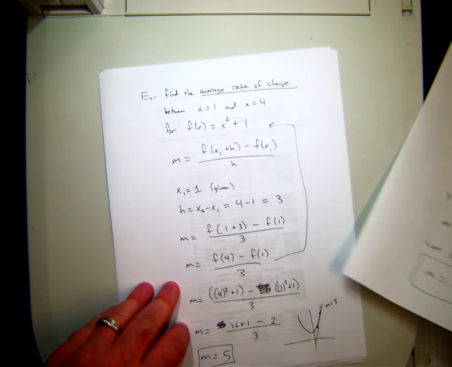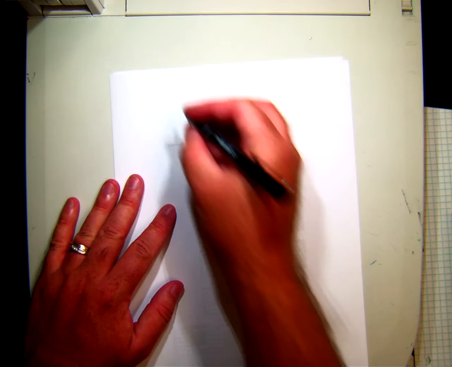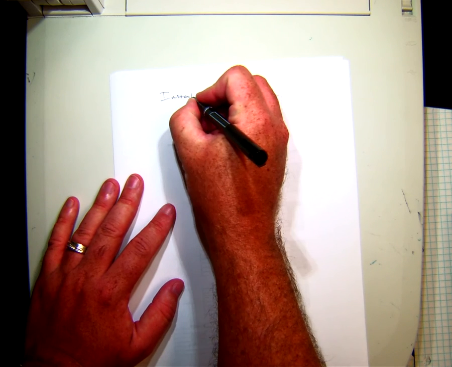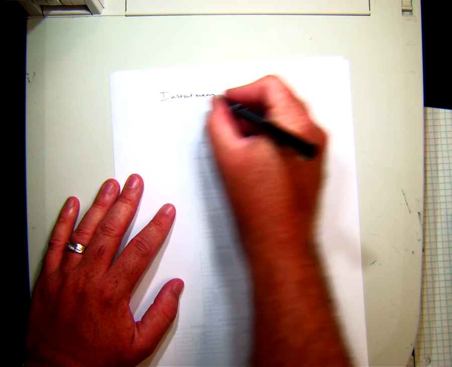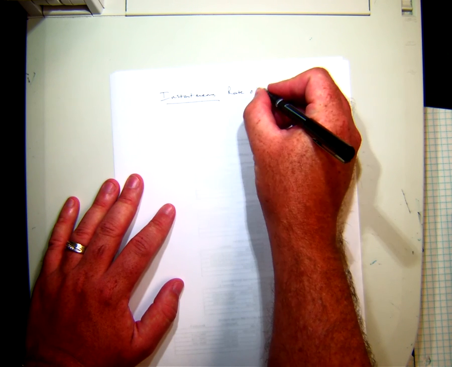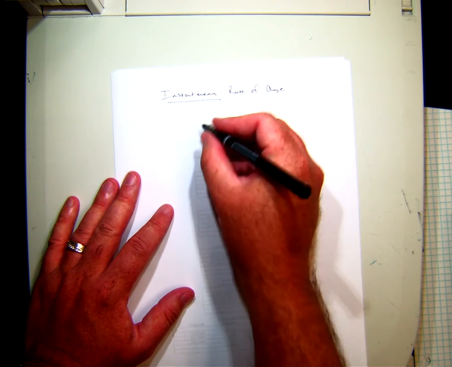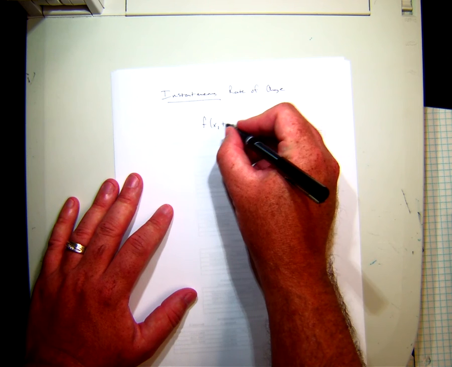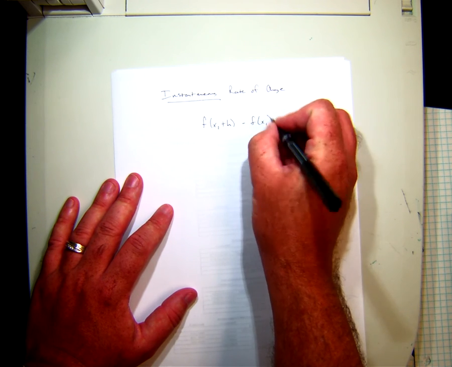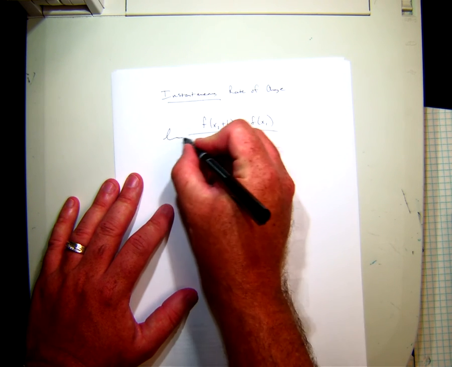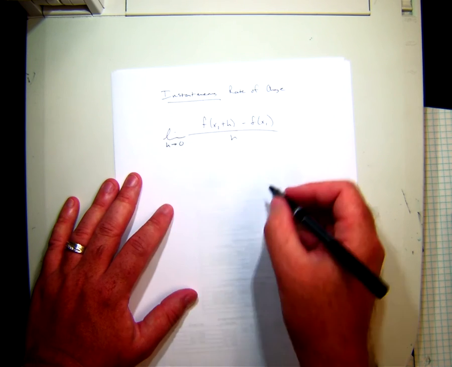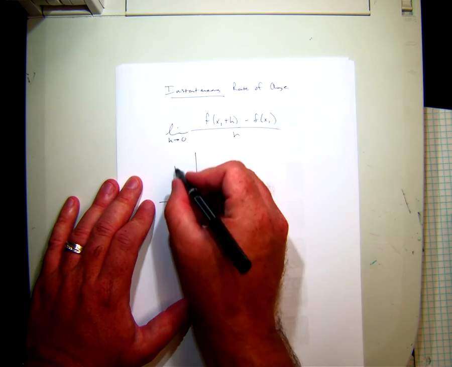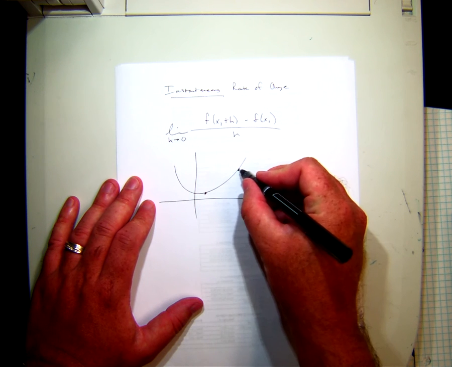Now, that's fine. There's nothing wrong with average rate of change. But we're also interested in the instantaneous rate of change. The instantaneous rate of change adds one other thing to this formula. They say the limit as h goes to 0. So what are they talking about? Well, here's what they're talking about.